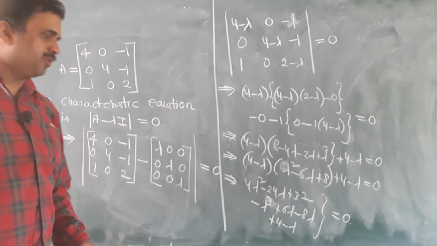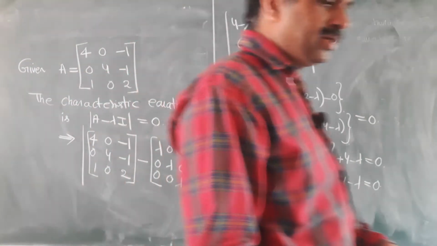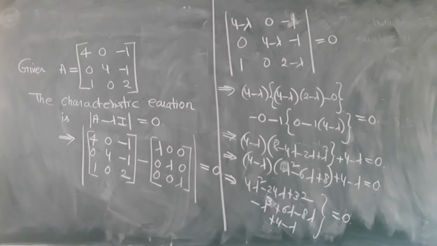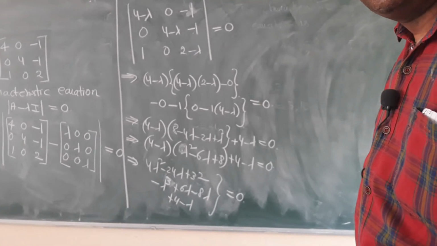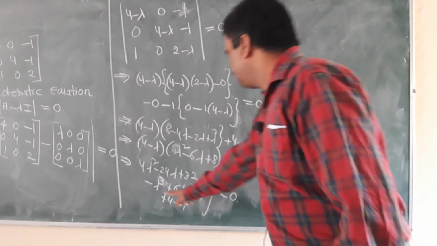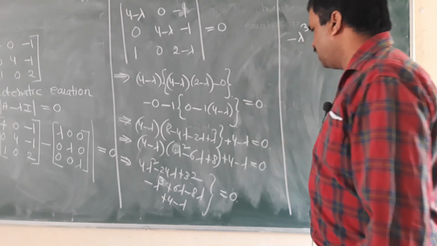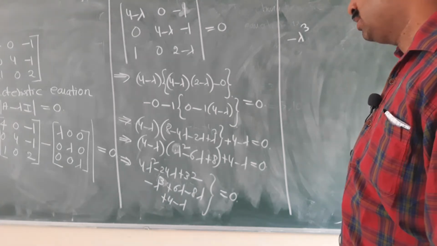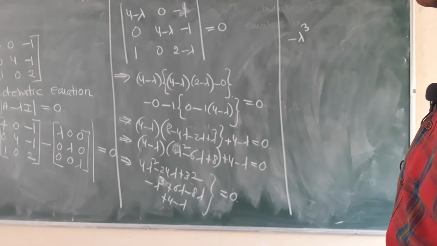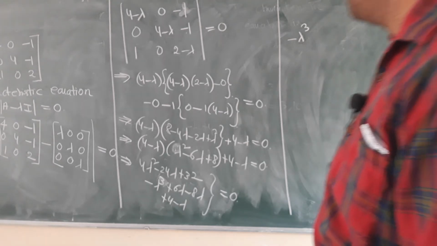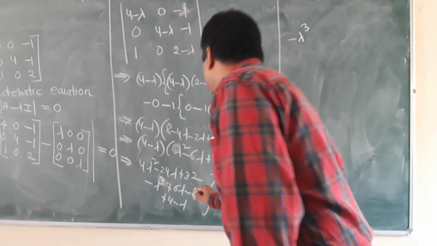Yes, you will get the polynomial as minus lambda cube, and again here 4 lambda square. Simply we have only 4 lambda square. So 4 lambda square minus lambda cube plus 6 lambda square.